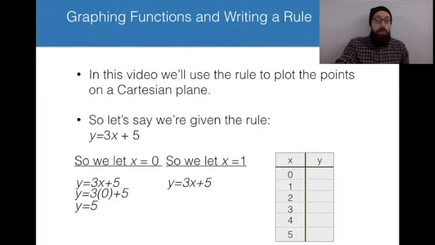So we have our rule, y is equal to 3x plus 5. We replace our x with the 1 that's in our x column and do 3 times 1, which is 3, plus 5, which gives us 8. So now we can start to fill in our table of values.